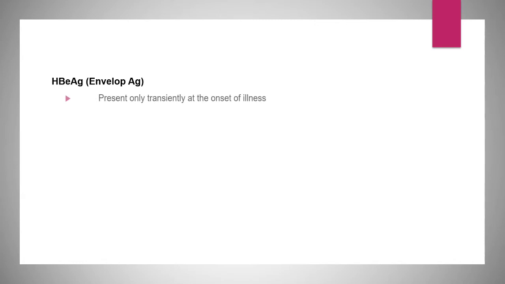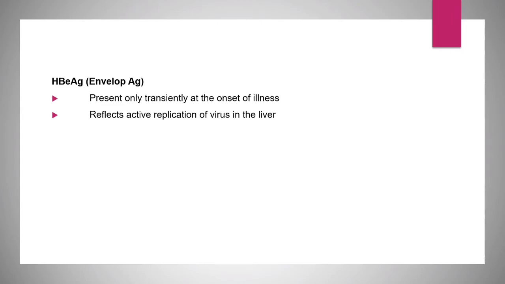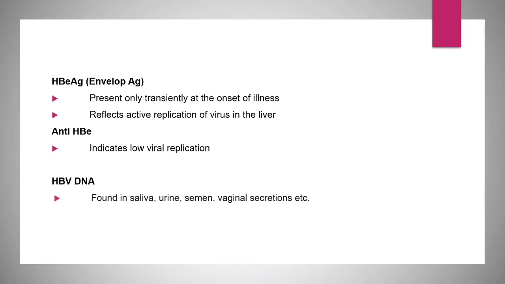HBeAg, also known as envelope antigen, is present only transiently at the onset of illness, which reflects active replication of the virus in the liver. Anti-HBe indicates low viral replication. HBV DNA is found in saliva, urine, semen, vaginal secretions, etc.